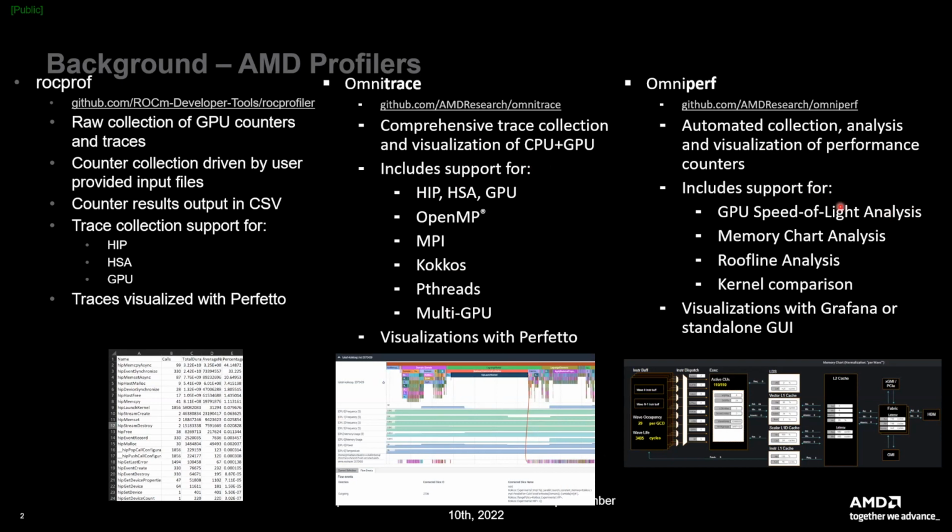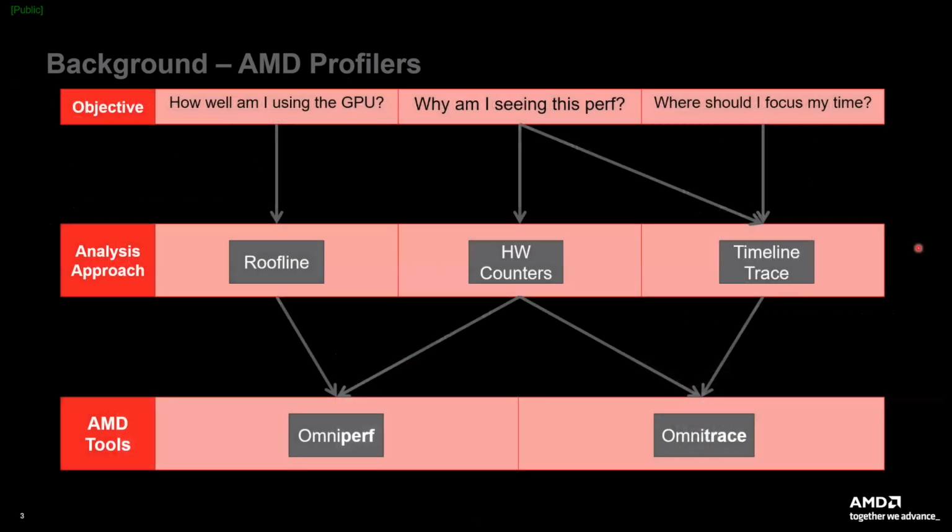OmniPerf doesn't do CPU or anything else. That's only kernels. So that's why there's a nice workflow from OmniTrace. You see the generic view, you see what maybe is wrong, and you go to OmniPerf to go deep inside the kernels. And you saw yesterday the roofline analysis and some other stuff that are there. You saw that yesterday also.